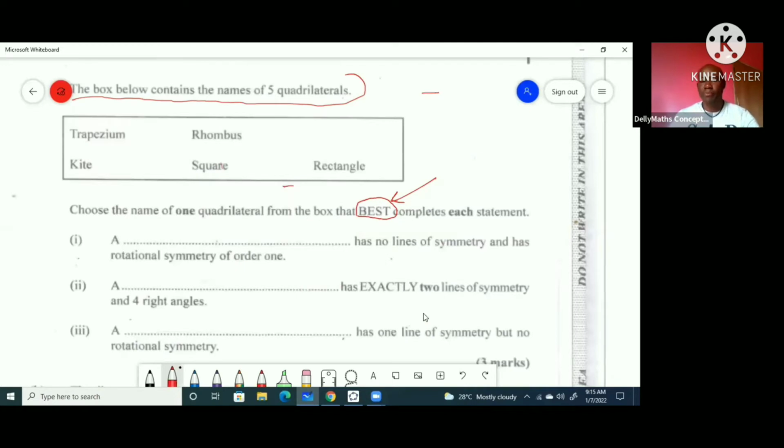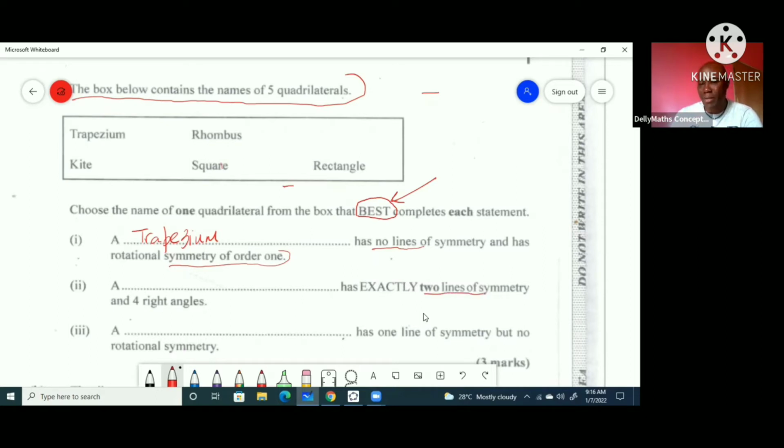As you can see, the word best is very important here. So a dash has no lines of symmetry and has rotational symmetry of order 1. I'll put the trapezium here, because normally it really has no lines of symmetry. There is a one-off case where we could find it, but ordinarily it has no line of symmetry. And if we spin this around, the rotational symmetry of order 1 is based on the fact that I don't think I'll be able to get that shape back before I reach 360. So the trapezium is the best fit there.